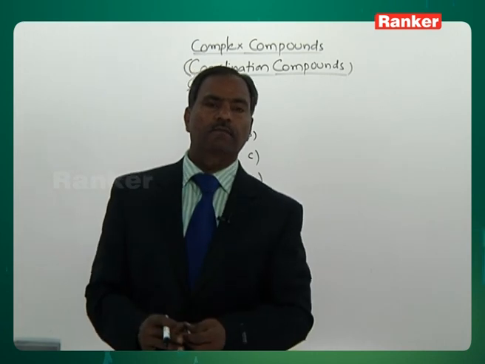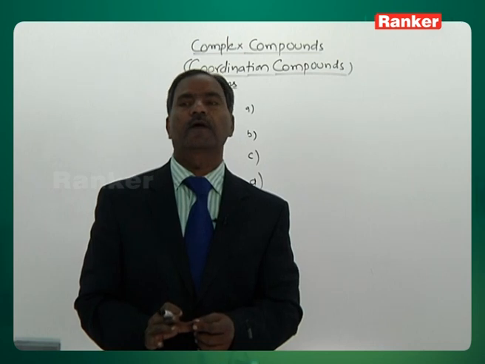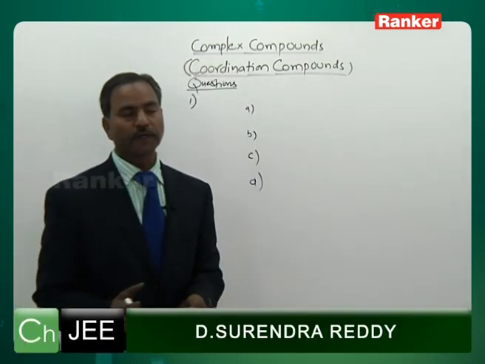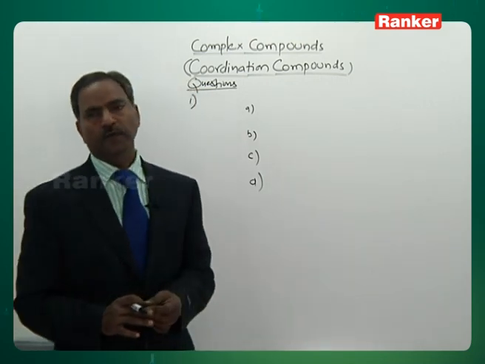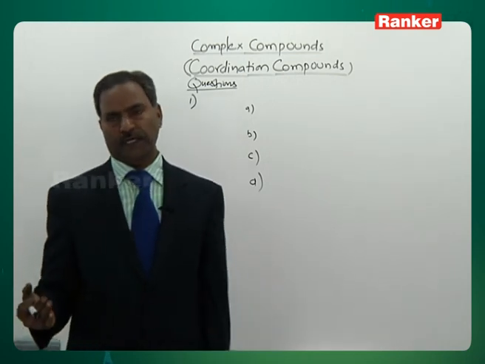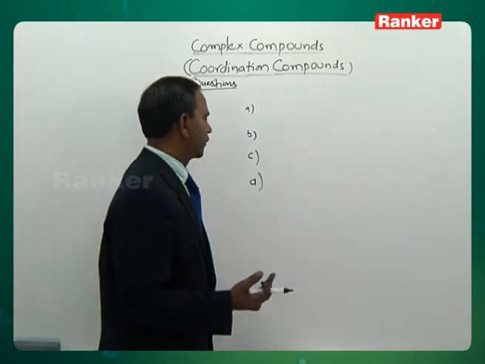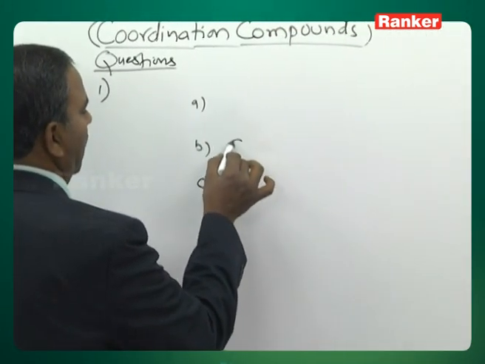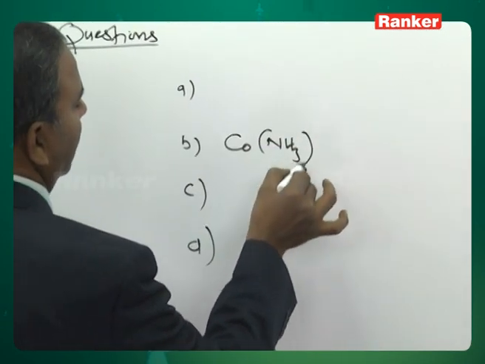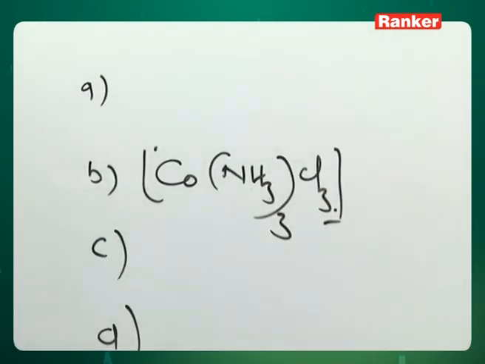Among the given options we have to check which is a symmetric complex or unsymmetric complex. Unsymmetric complexes are generally optically active, and symmetric ones are generally found to be optically inactive. So option B is given as what? Co(NH3)3Cl3. This is the complex.